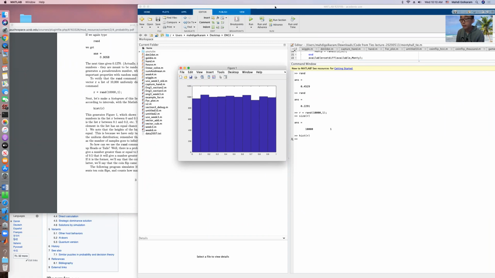I'll give you guys 1 minute to think about this. And if you know the answer, feel free to unmute yourself, or you can type in the chat window. The distribution of values in the random vector.